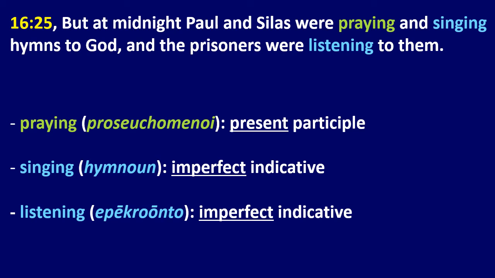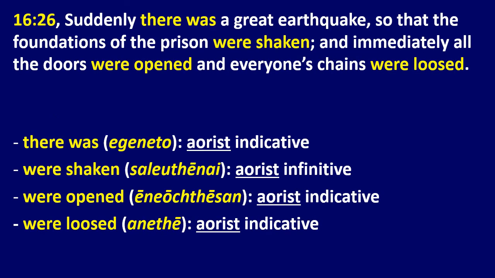Verse 25, but at midnight Paul and Silas were praying and singing hymns to God, and the prisoners were listening to them. Praying is present tense, singing and listening are imperfect tenses. Verse 26, suddenly there was a great earthquake so that the foundations of the prison were shaken, and immediately the doors were opened and everyone's chains were loosed. All of these verbs here are in the aorist tense form. Again, they're just giving some background information to advance the story.